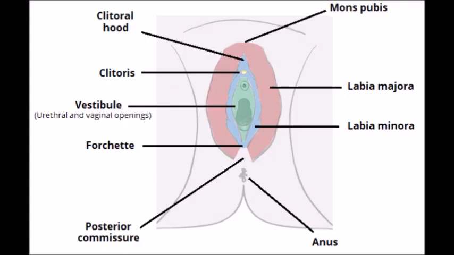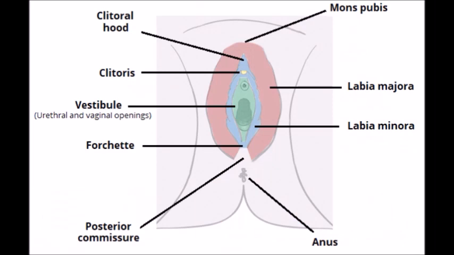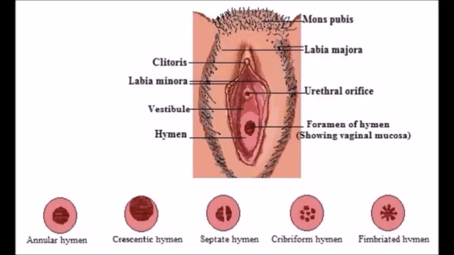Mons pubis is a cushion of fatty tissue covered by skin and pubic hair. The labia majora are fleshy folds of tissue which extend down from the mons pubis and surround the vaginal opening. The labia minora are bare folds of tissue under the labia majora. The opening of the vagina is often covered partially by a membrane called hymen. The clitoris is a tiny finger-like structure which lies at the upper junction of the 2 labia minora above the urethral opening.